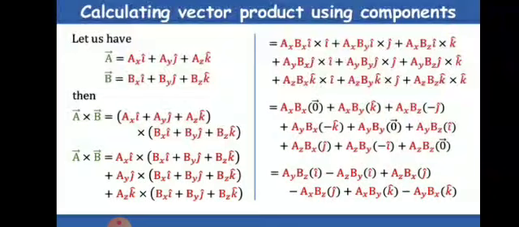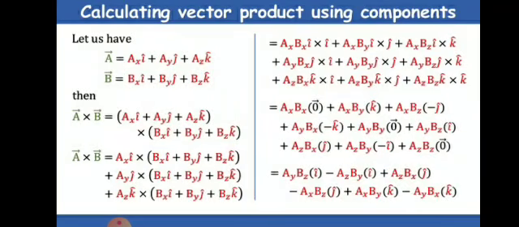Now, calculating the vector product using components. We already calculated the scalar product and its components, isn't it? Now we have to do the calculation of the vector product using its components. Let us have two vectors A and B and their components: A is ax i cap plus ay j cap plus az k cap. Similarly, vector B is equal to bx i cap plus by j cap plus bz k cap. Then vector A cross vector B is equal to, you have to multiply those components.